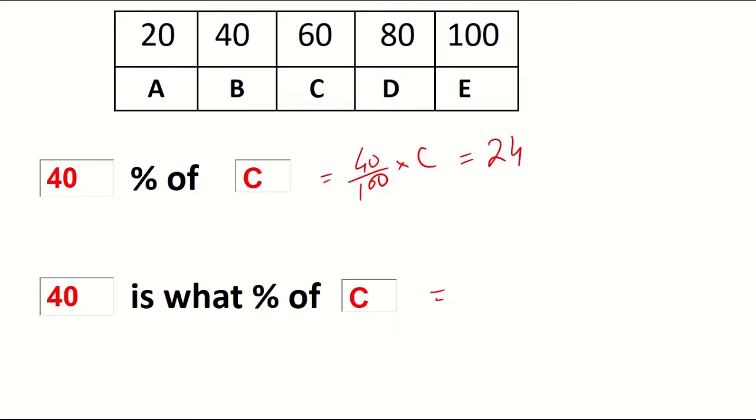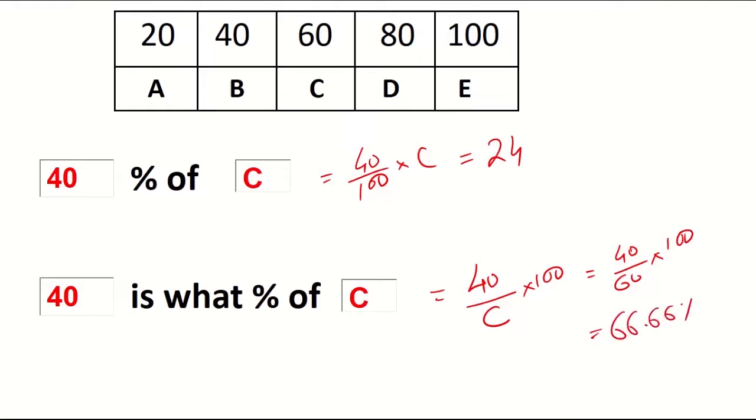40 is what percent of C? So it's 40 divided by 60 into 100. It's 2 by 3, and 2 by 3 is 66.66%. So this is the difference between 40% of C and 40 is what percent of C. In the second example, we have to compare 40 with respect to C. And in the first example, we have to find what 40% of C is.